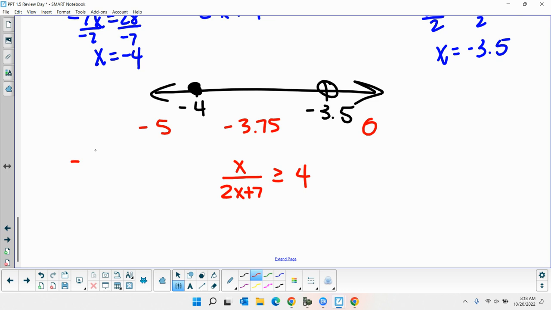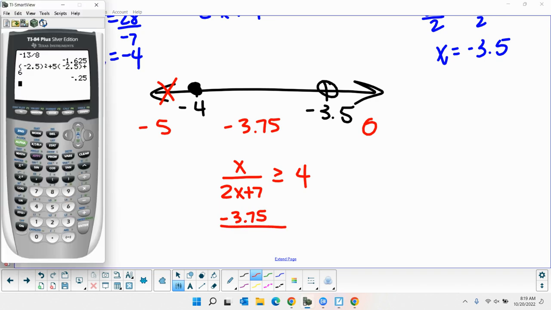All right. So -5 over -10 plus 7 would be -3, would be 5/3, which is 1 2/3. Is that greater than 4? No, so I wouldn't go towards that direction. -3.75 in the top, and then 2 times -3.75 plus 7. Just make sure I get this right. -0.5.